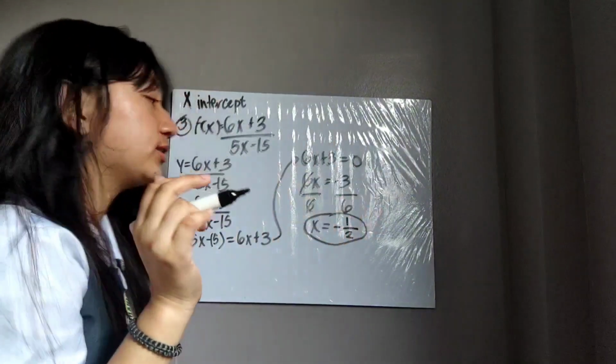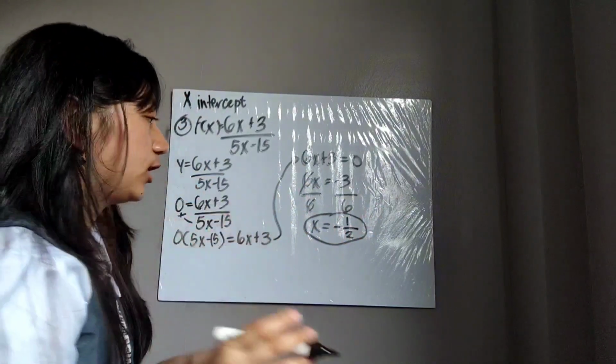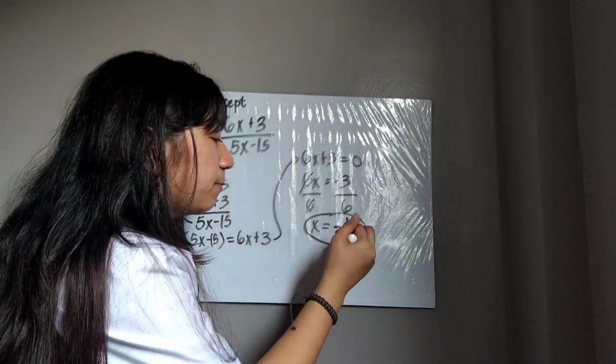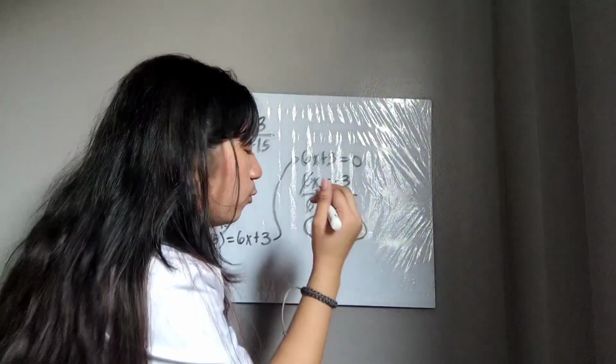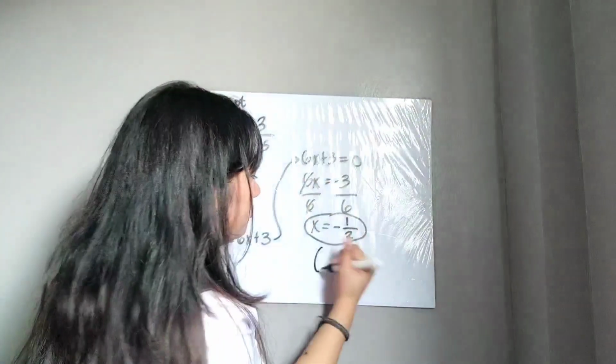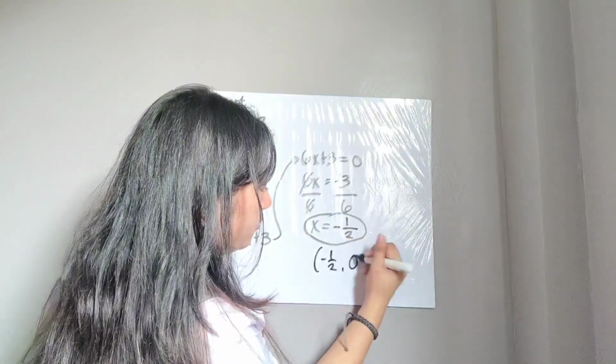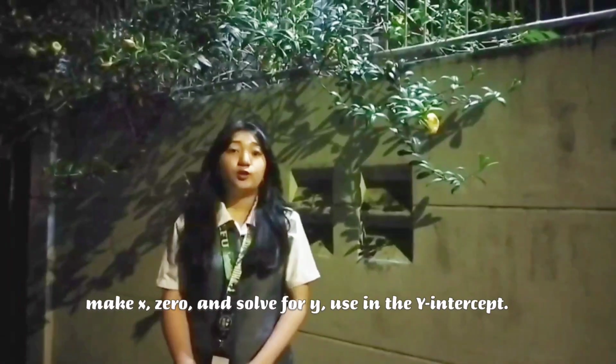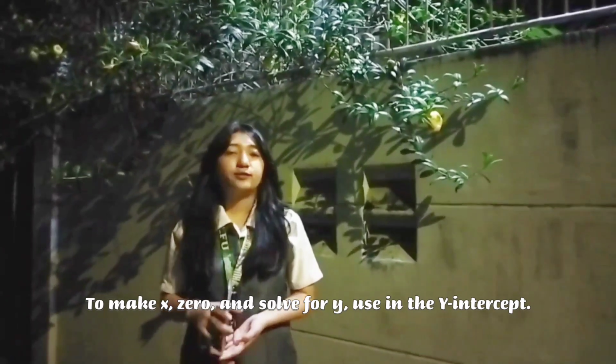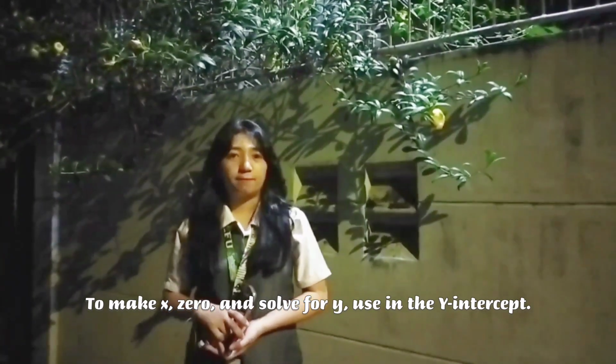But we can simplify this by using calculator. And ang answer is negative 1/2. So, copy natin into ordered pair. To make x 0 and circle y, using the y-intercept.